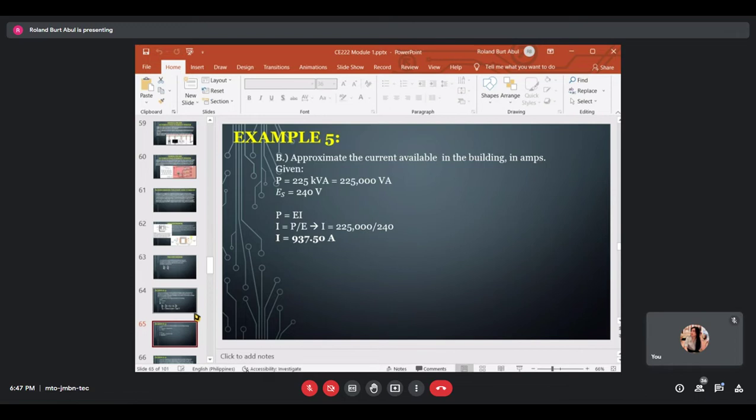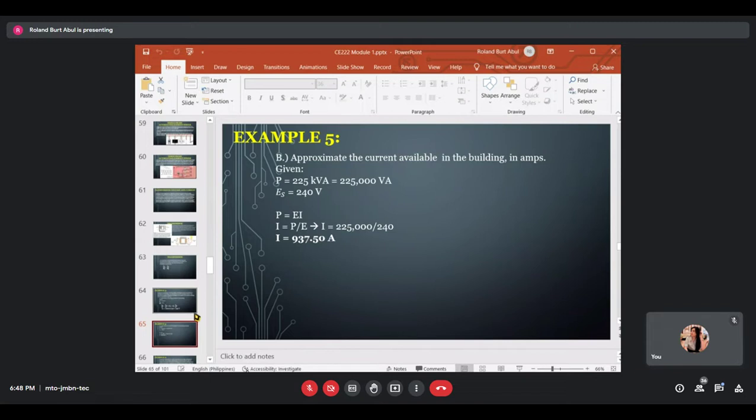Yes, sir. So next, part B. Approximate the current available in the building in amps. So karon, ang gipangita na pod is ang current na pod sa secondary side. So given man ta og power sa transformer of 225 kVA.